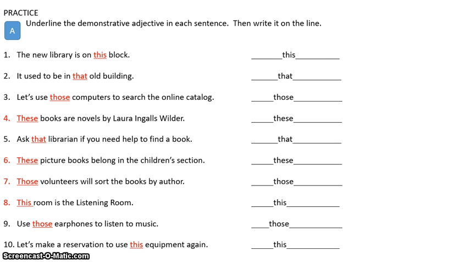It's just one of those things when you're writing a sentence, you have to identify if it's plural or single, but you also have to identify location, how close it is to you when you're talking about it. So I hope you understand this.